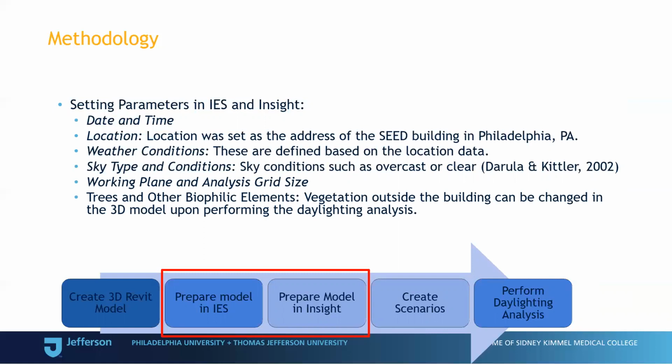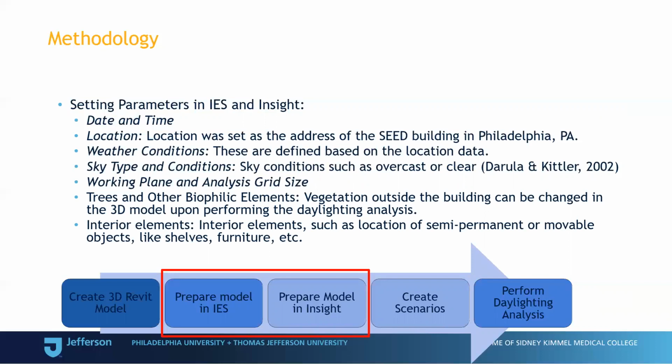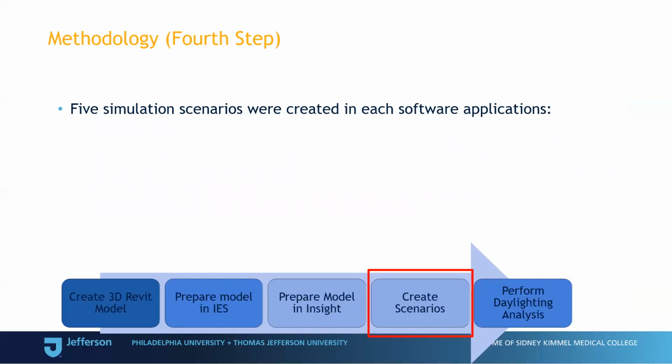Trees and other biophilic elements are defined outside the building, which can be changed in the 3D model upon performing the daylighting analysis. Interior elements include the location of semi-permanent or movable objects like shelves, furniture, etc. For the study, 5 simulation scenarios were created in each software application.